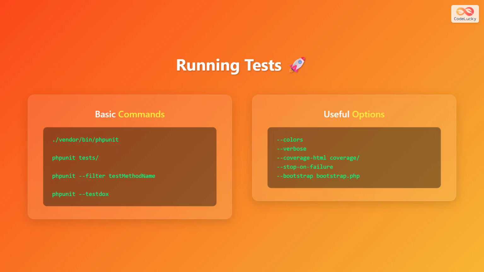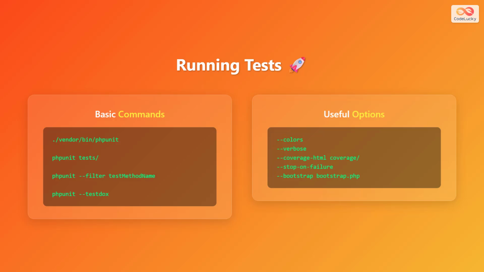To run your tests, you can use the command ./vendor/bin/phpunit. To run specific test files, use phpunit tests/. You can also filter to run individual methods using phpunit --filter testMethodName. To get a more readable output, you can use phpunit --testdox.